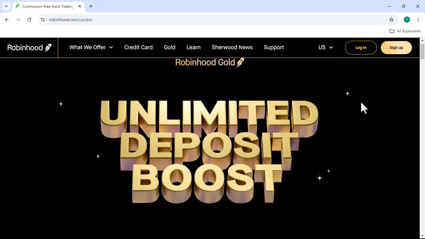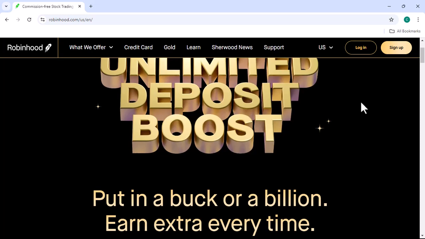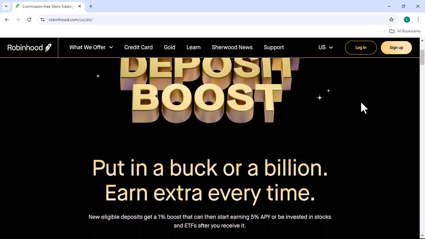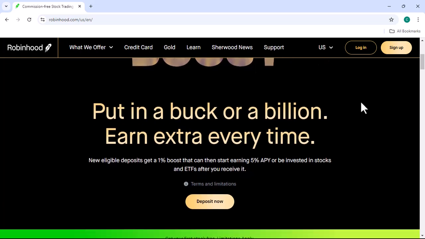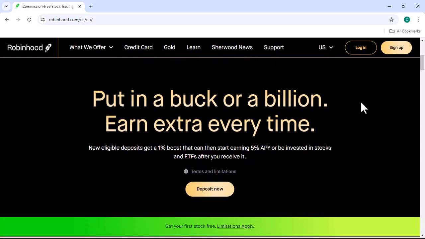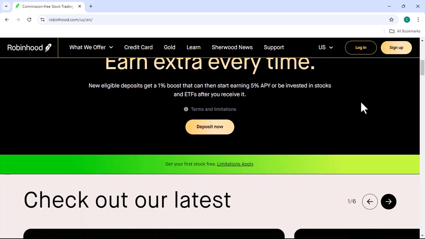Ever wondered how to invest in the company that made investing more accessible? How about buying a piece of Robinhood itself? Robinhood, the popular investment app, has revolutionized the way people trade stocks, ETFs, and cryptocurrencies. But have you ever thought about investing in Robinhood itself?